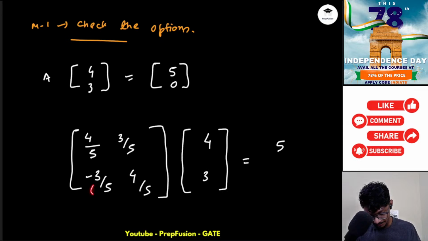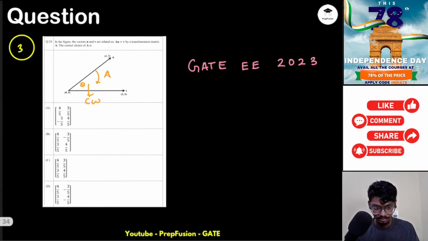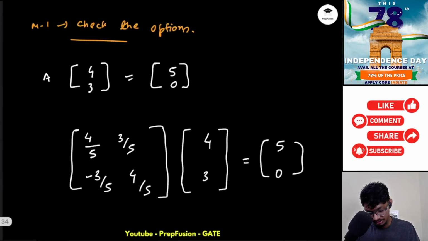And this will be minus 12 by 5 plus 12 by 5, this will be 0. So option 1 is satisfying. So from this, with the options, you can solve this. The other method is this one, right?